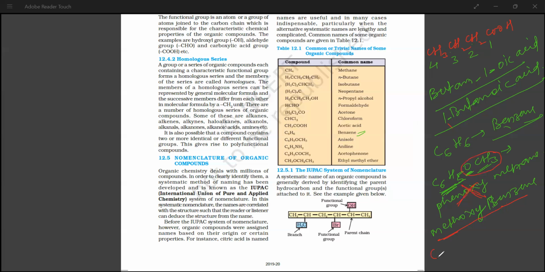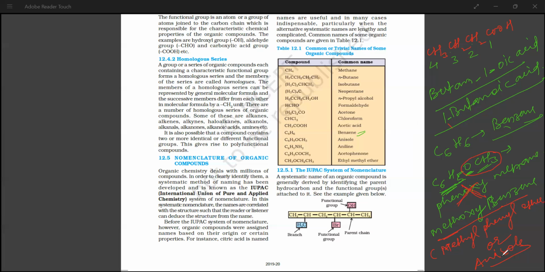Its common name is methyl phenyl ether, or you can say anisole. Anisole or phenyl methyl ether. This will be the right answer.